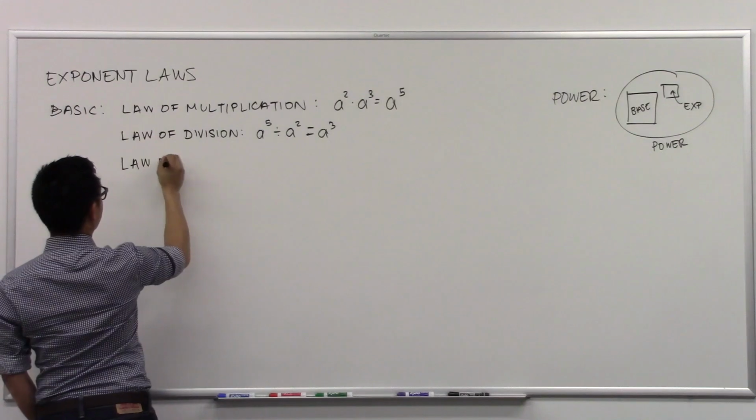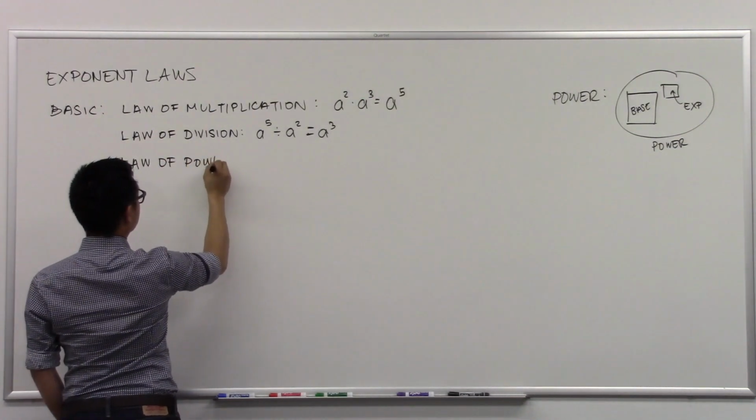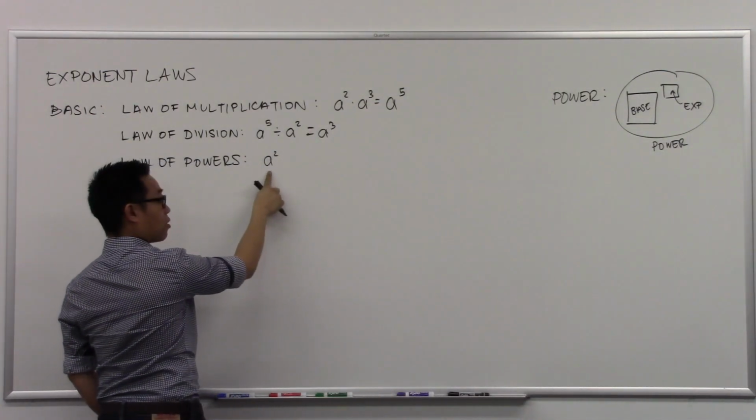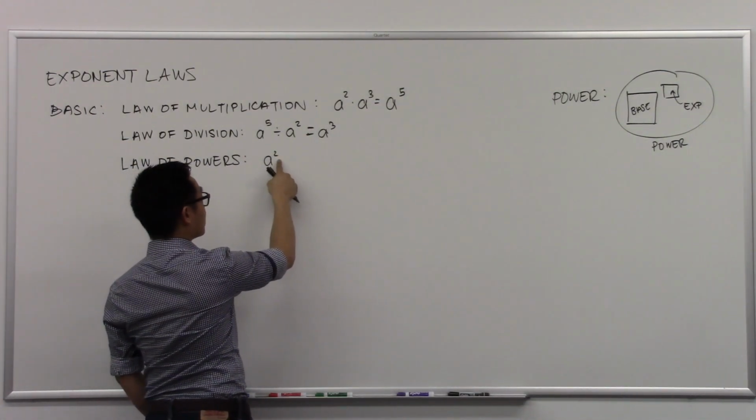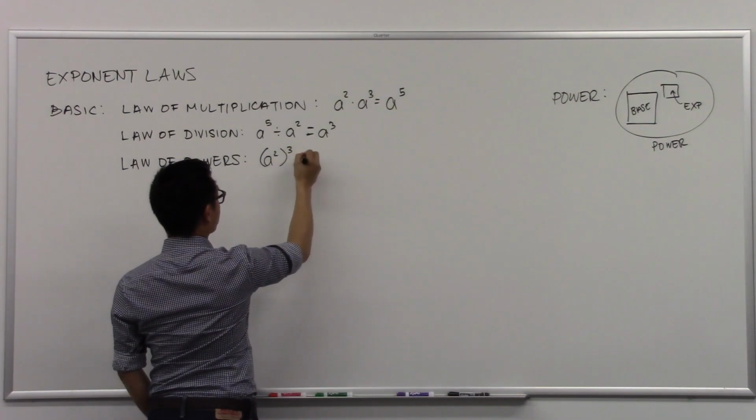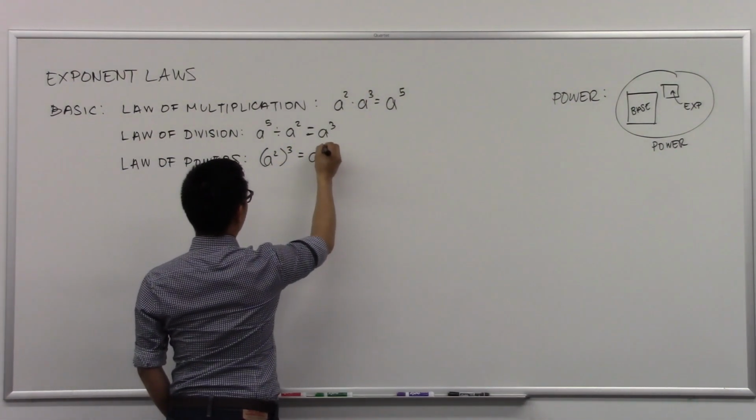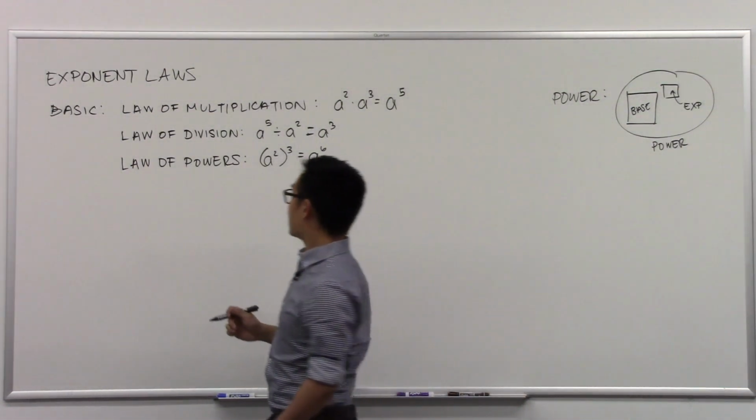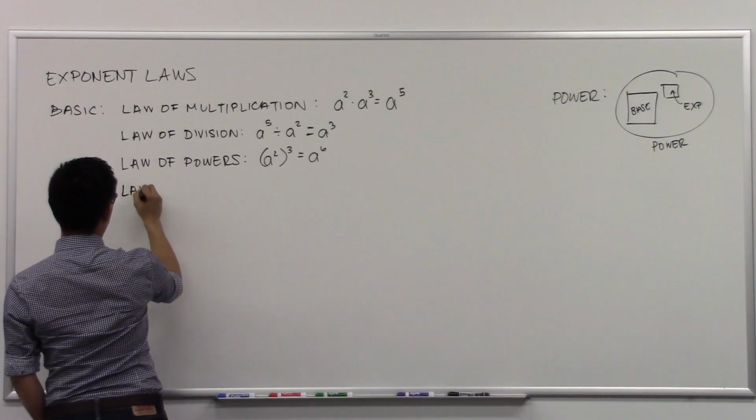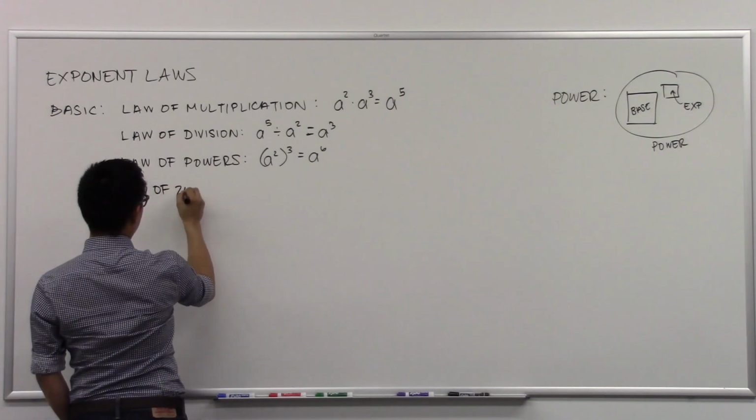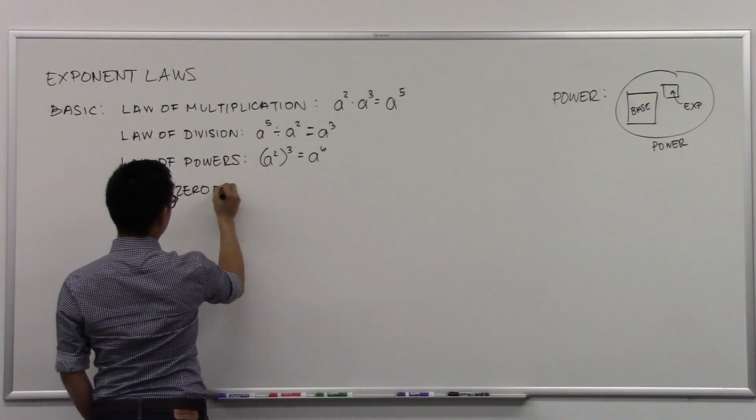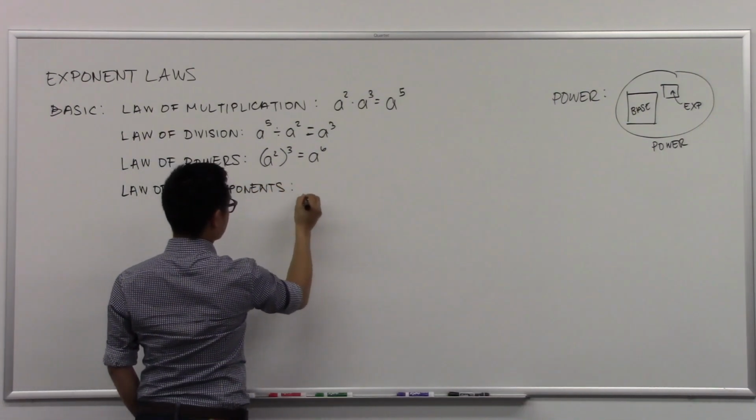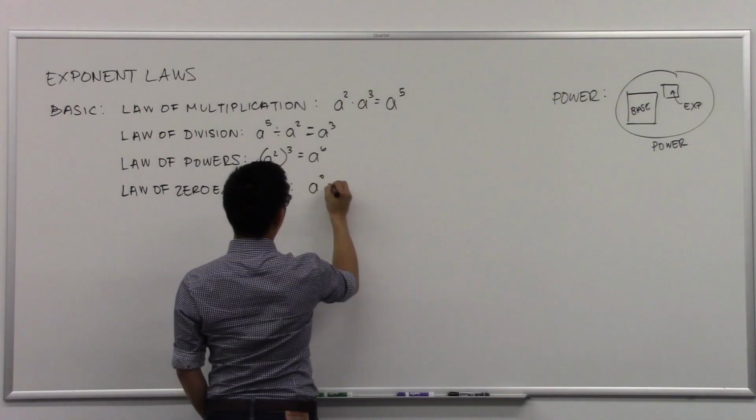Law of power says when you are raising a power, so this is a power, consists of a base and an exponent, to a higher exponent, you keep the base and multiply the exponents. And the law of zero exponents says that anything to the exponent 0 is 1. So a to the 0 equals 1.